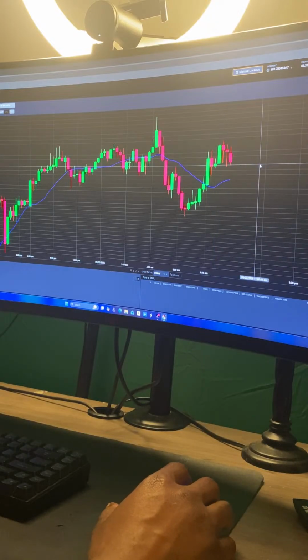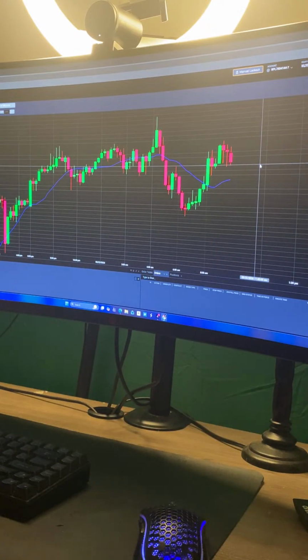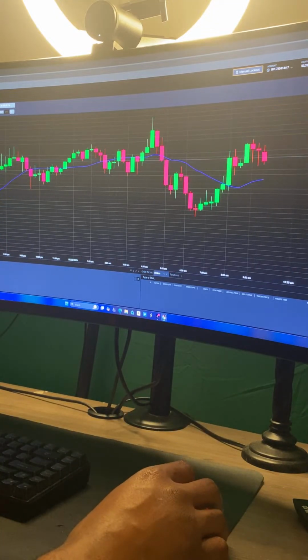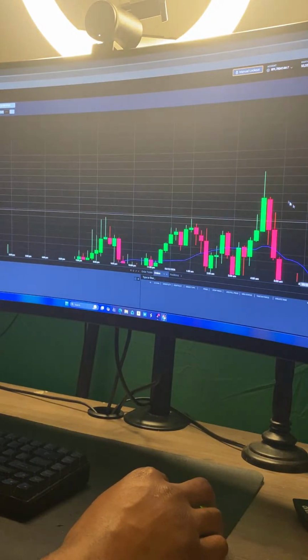So I want to give y'all a little task, for the ones that are in here. Every morning before you start your trade, or you can do it right now, I guarantee you can do this right now. Go to the daily chart. Look at the previous candle. Good example right here. Now we're going to get back to the strategy.